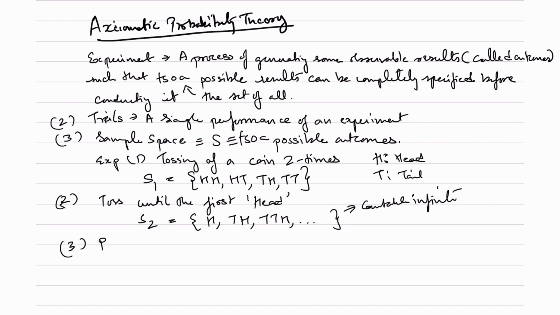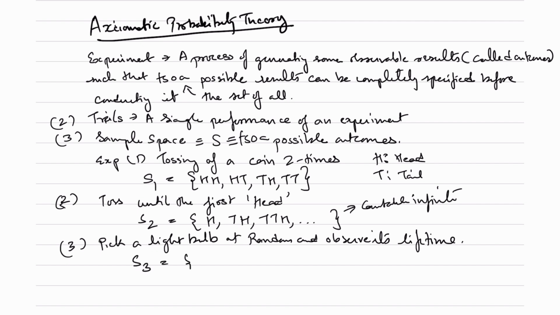The other example that I can give you where the sample space can lead to infinity is to pick a light bulb at random and observe its lifetime. So that S is going to be x such that x is greater than or equal to 0, which could be 0 to infinity, and that's uncountable.